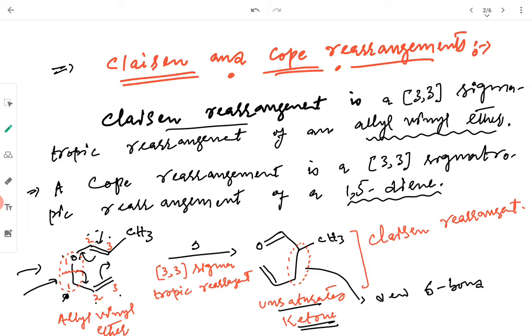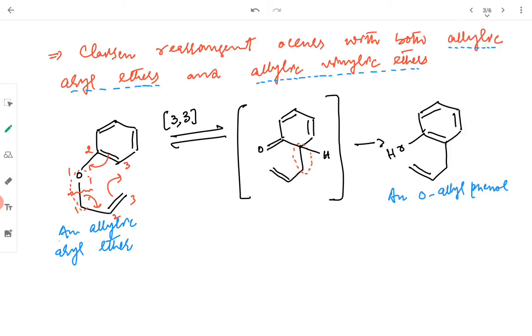So the Claisen rearrangement product is an unsaturated ketone, and its starting material is an allyl vinyl ether. So it's a 3,3 sigmatropic rearrangement. I have already told you how to number these compounds and how to know what kind of sigmatropic rearrangement a particular compound undergoes. So Claisen rearrangement occurs with both allylic aryl ethers and allylic vinyl ethers. The last example was that of an allylic vinylic ether.